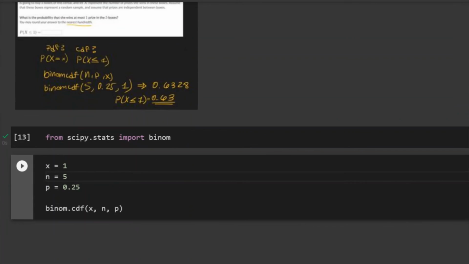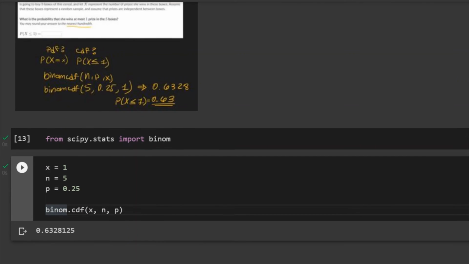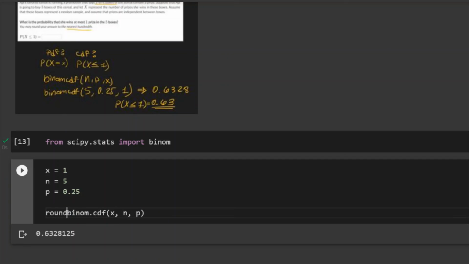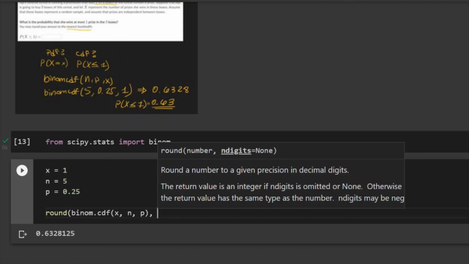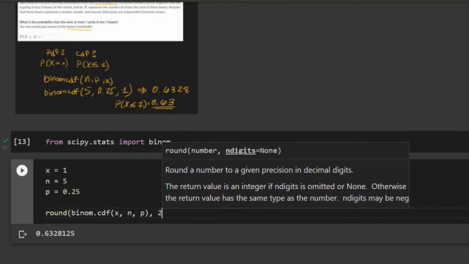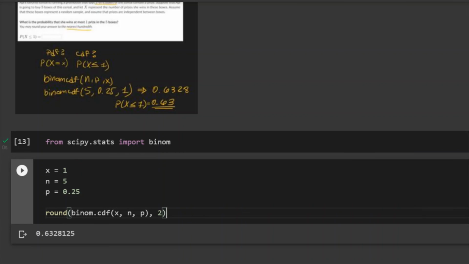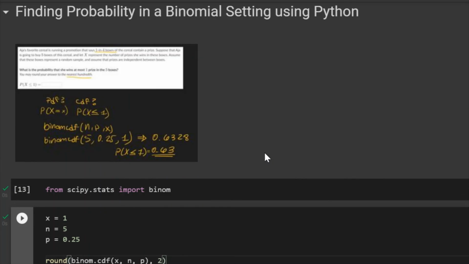So now all I have to do is run that, and it's going to give me the answer that I desired. And because they want us to round our answer to the nearest hundredth, we're going to apply the round function. In the round function, all you have to do is apply what you want to round, which is the first parameter, and then in the second parameter, how many decimal places you want it to round to. I'm going to say 2 because that's the hundredths place, and now you're going to see it's 0.63. And that's all you have to do to find the probability in a binomial setting using Python.